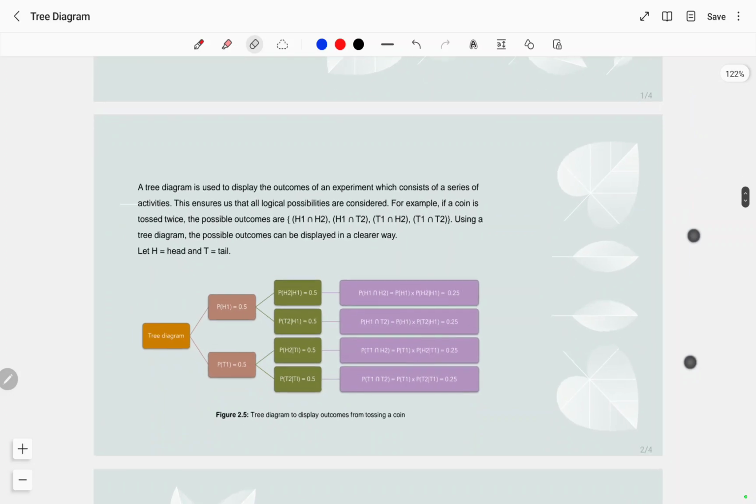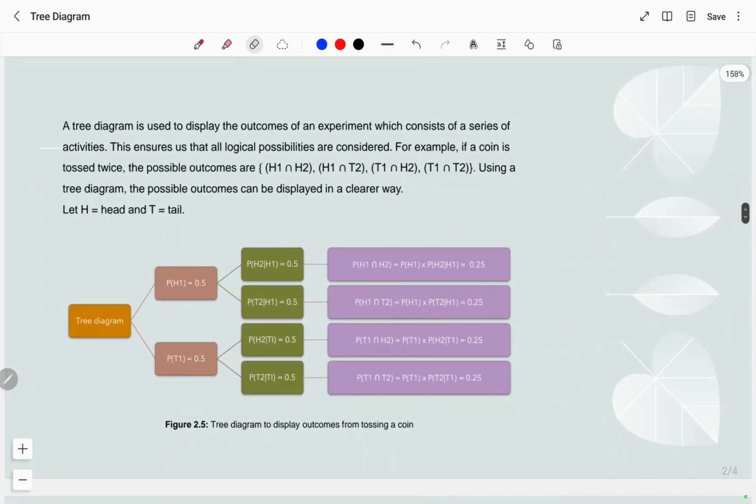Okay, so for this video we are going to look at the tree diagram. First we look at the purpose of the tree diagram. We consider the tree diagram if we want to display the outcomes of an experiment which consists of a series of activities. In a tree diagram we list all the logical possibilities that can happen during the experiment. Let's say we have one example.